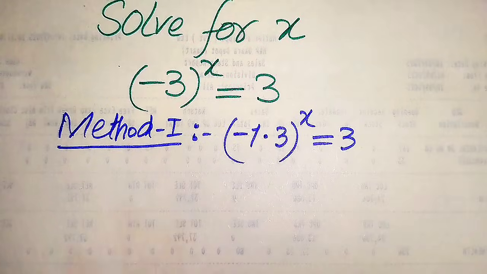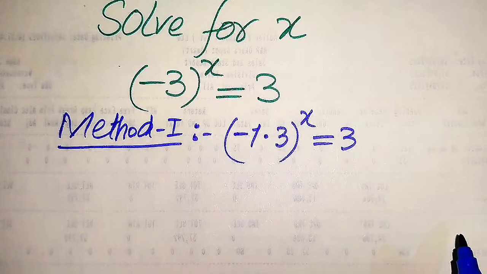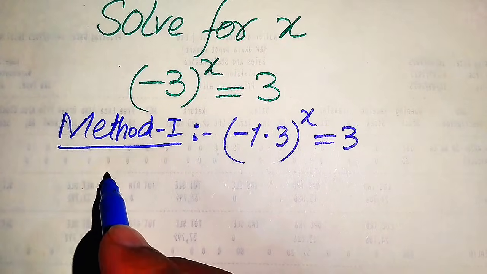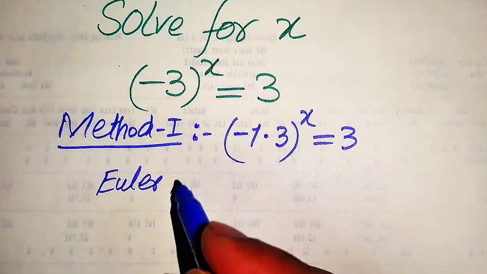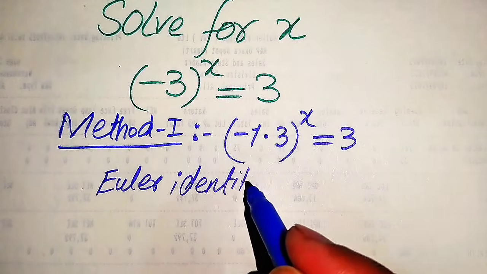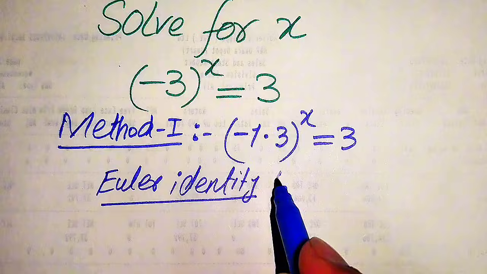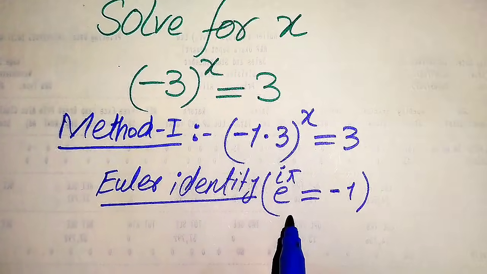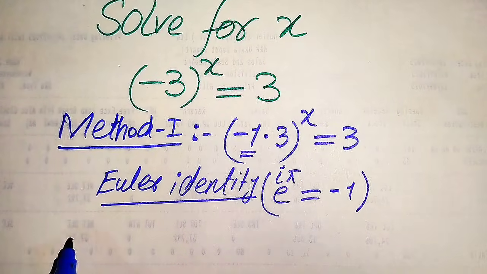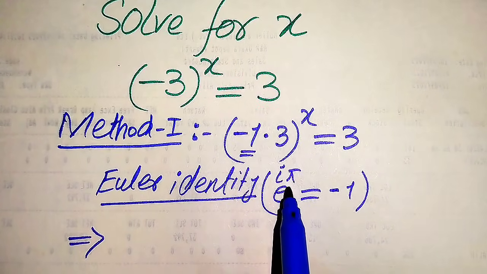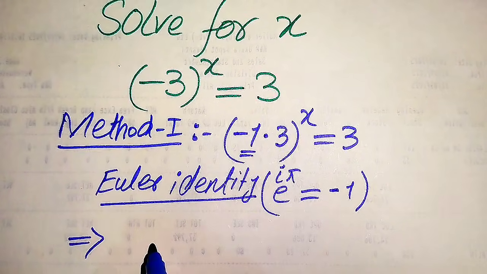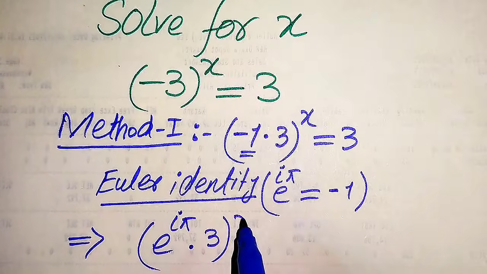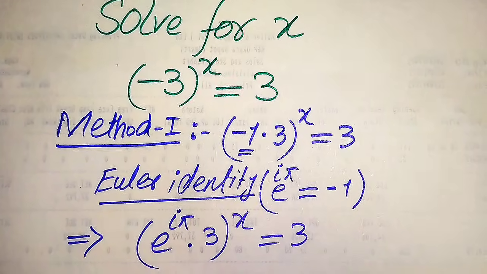In the first method we use the nice property of Euler's identity. In Euler's identity we have e to the power of iota pi is equal to minus 1. So from this identity we replace minus 1 with e to the power of iota pi. When we replace this value, it is written as (e^(iota pi) times 3) to the power of x is equal to 3.